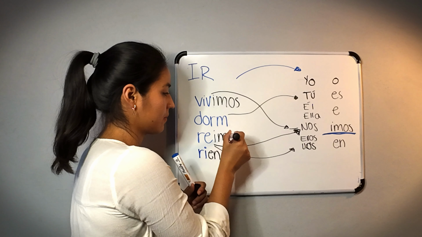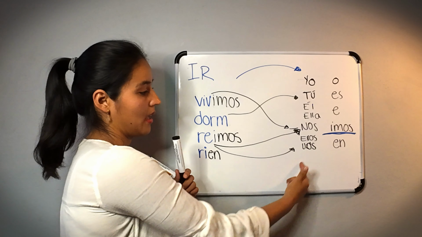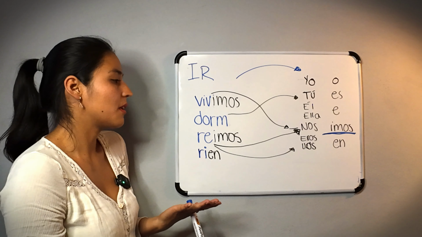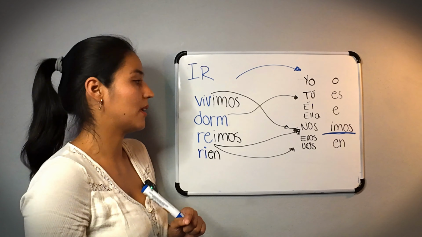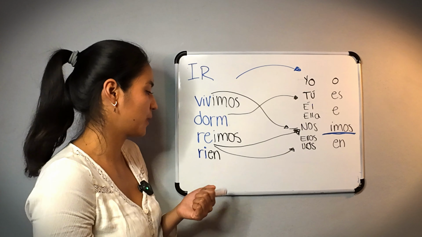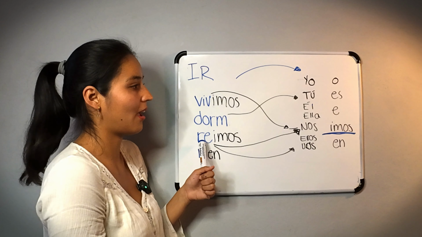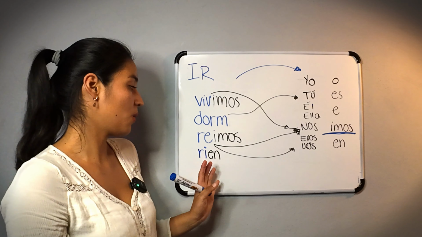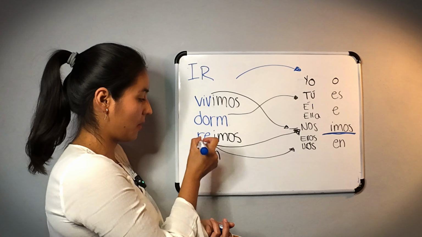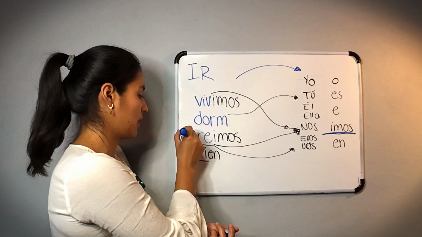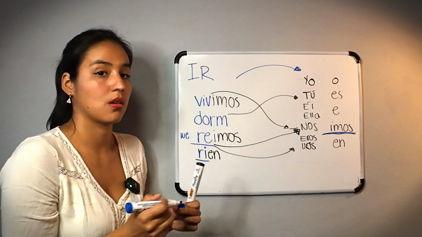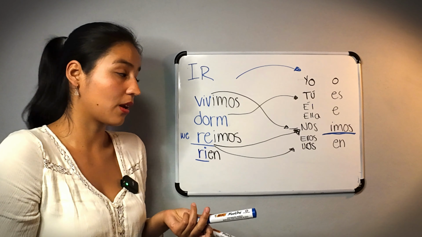Reímos, ríen. Yeah? And you can think part of this is probably the pronunciation, because, for example, with these ones, it's going to sound super weird if we use this one. It's going to be rees, reen, okay? So we have ri. And we use it in all of them except for we. We laugh, it's reímos, and the other ones are going to be with this, okay? This is part of the pronouns that are a little bit irregular.